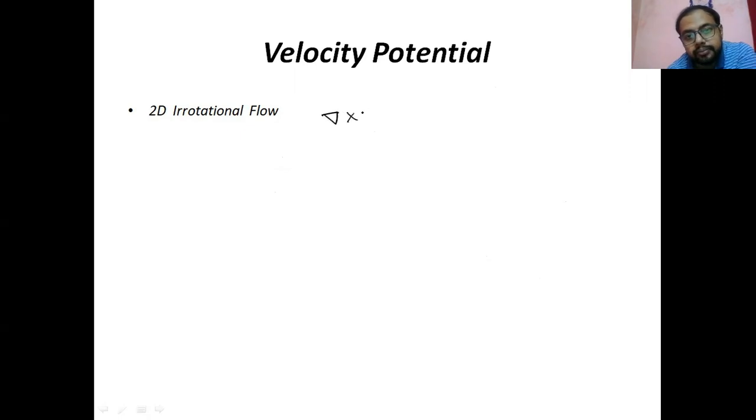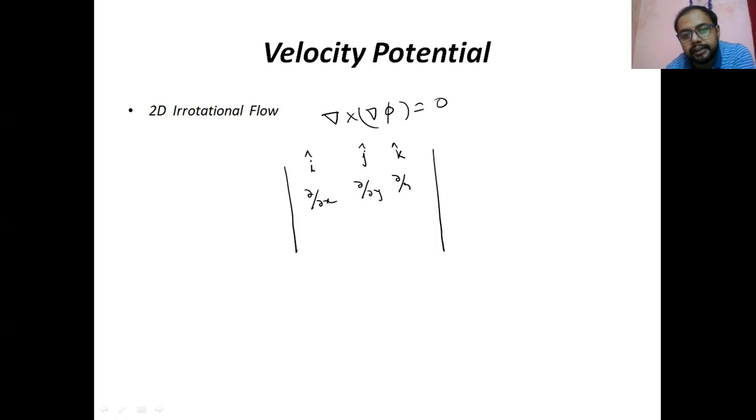So we are telling about this. This is a zero vector identity. How does it become zero? You have to take the curl of it. So curl is i, j, k, del del x, del del y, del del z, and del phi is d phi by dx, d phi by dy, d phi by dz.